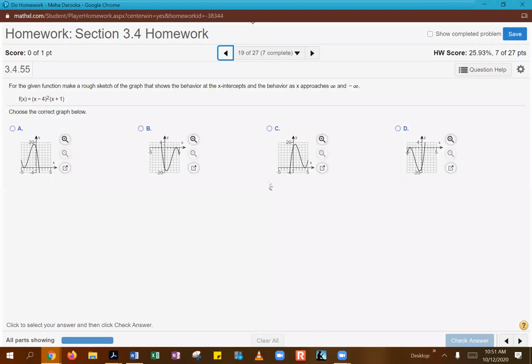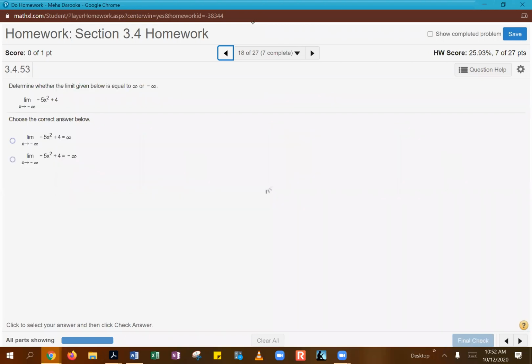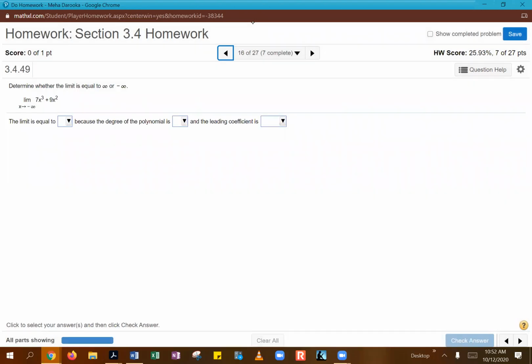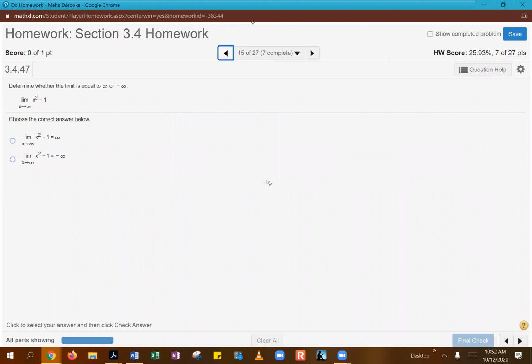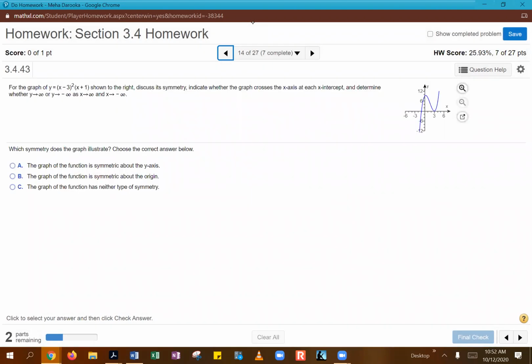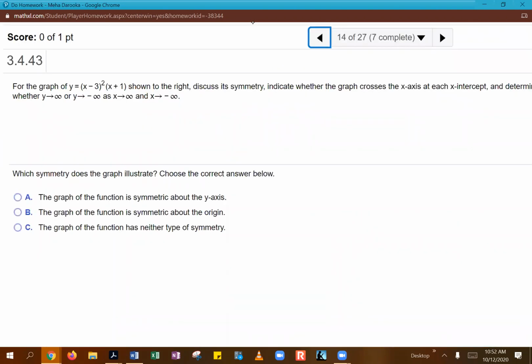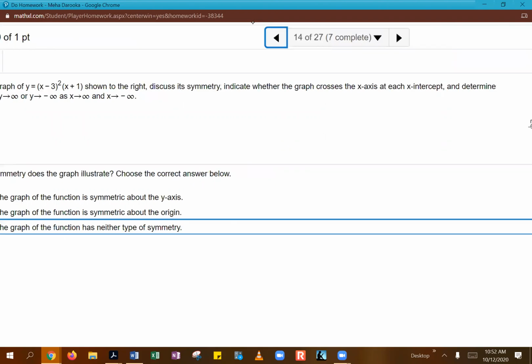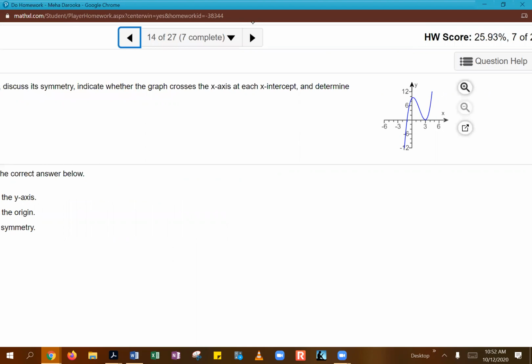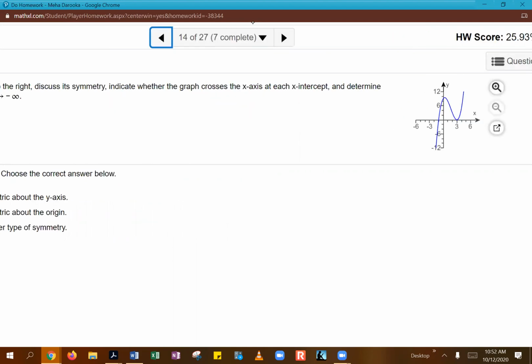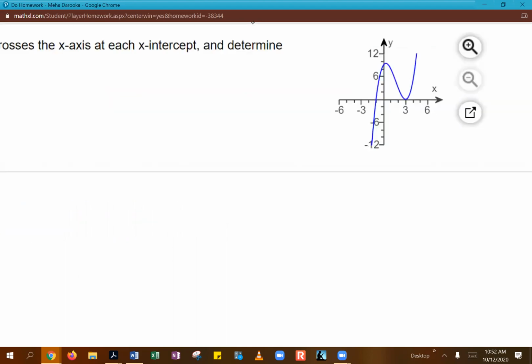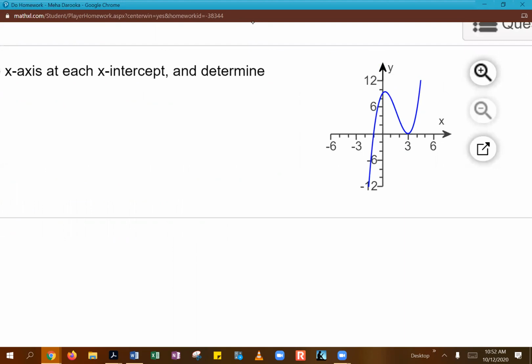Now, the next thing you are actually going to have, and I wanted to show you, is going to be something like this, where they're giving you the graph, and then they're asking you to discuss the symmetry, the behavior, and where your x and y axes are going. So you can kind of look at that.